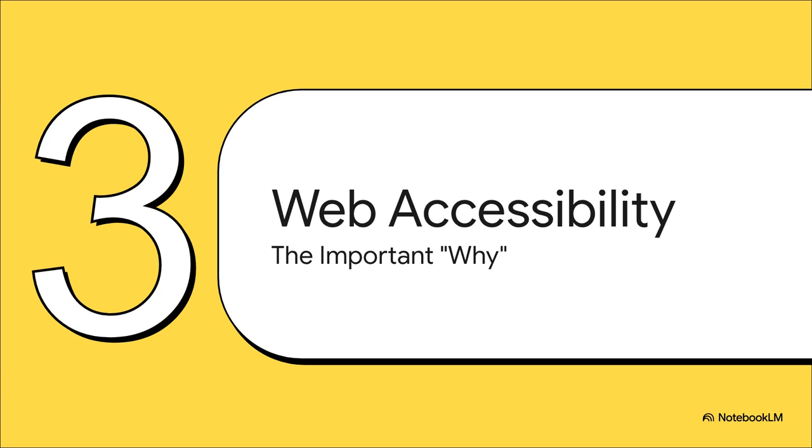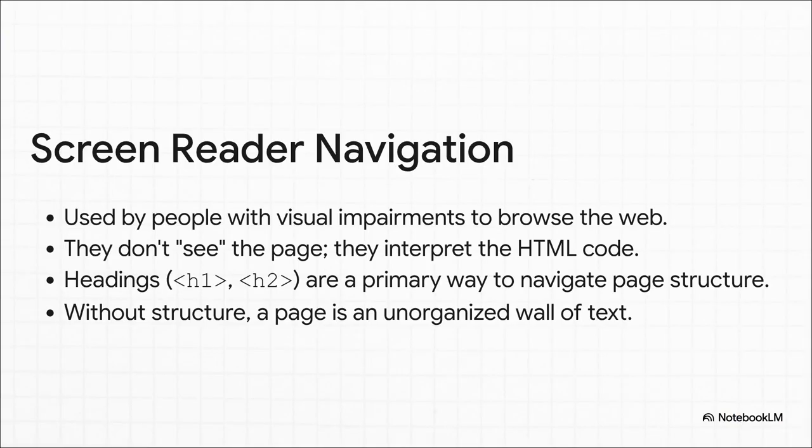So why does all this matter so much? Is it just for picky developers to argue about online? No, not at all. The single most important reason to write semantic, meaningful HTML is accessibility. Okay, I want you to try and imagine this for a second. If you have a visual impairment, you might use a screen reader. And that screen reader doesn't see a web page, it reads the code underneath.